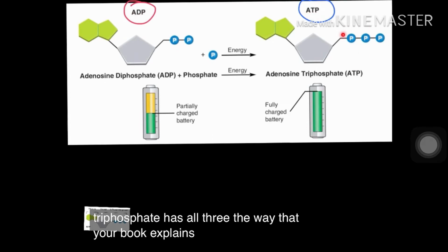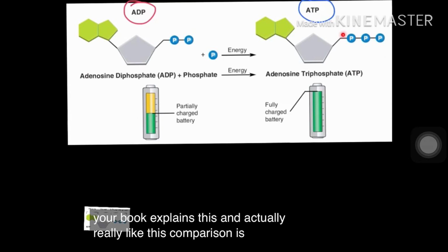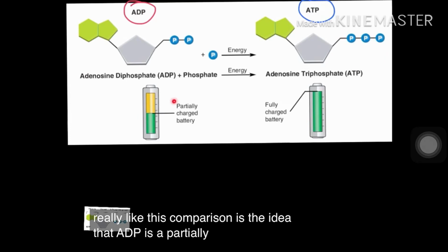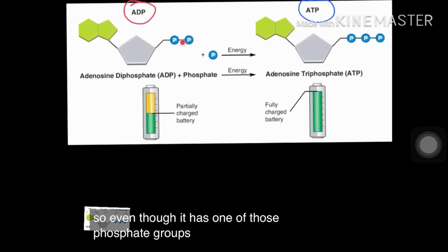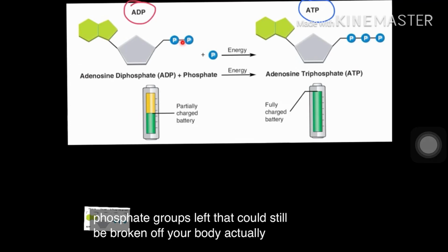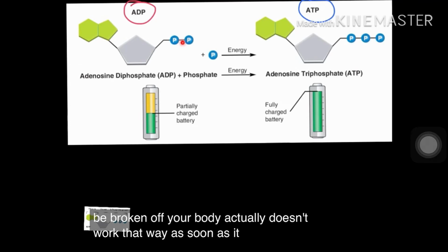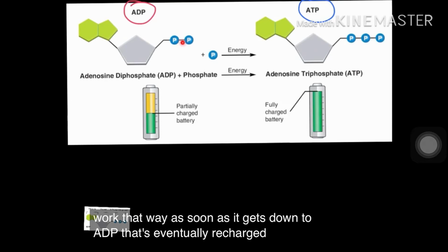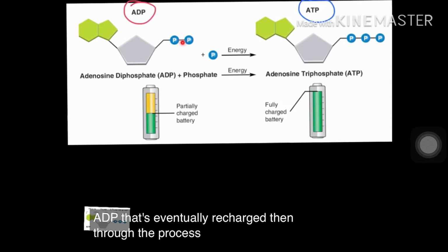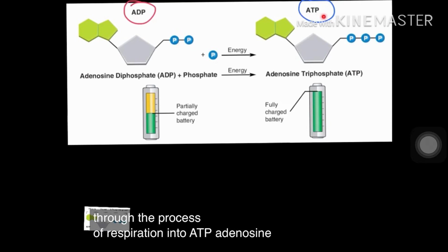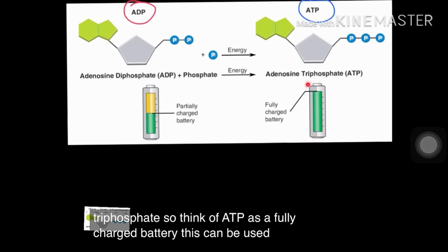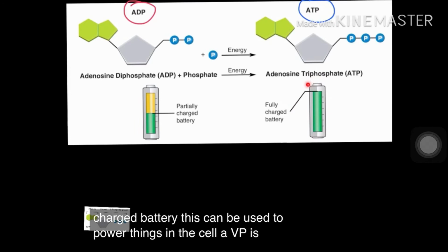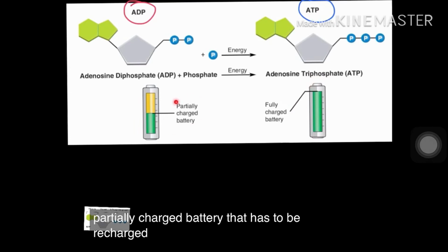The way that your book explains this, and I actually really like this comparison, is the idea that ADP is a partially charged battery. So even though it has one of those phosphate groups left that could still be broken off, your body actually doesn't work that way. As soon as it gets down to ADP, that's eventually recharged through the process of respiration into ATP, adenosine triphosphate. So think of ATP as a fully charged battery. This can be used to power things in the cell. ADP is a partially charged battery that has to be recharged before the cell uses it for anything.